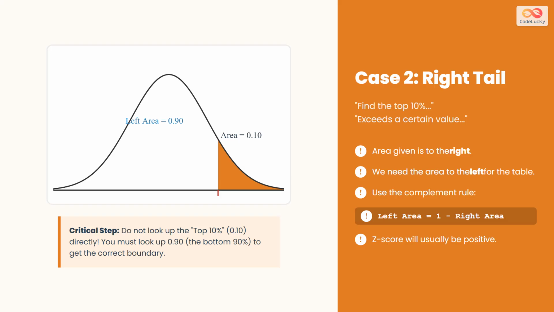The second scenario is the right tail case. This occurs when you need to find the top 10% or values that exceed a certain point. Standard tables do not read area from the right, so you must subtract the given percentage from one to get the area to the left. For example, the top 10% is the same cutoff as the bottom 90%. Use 0.9 to find your z-score.